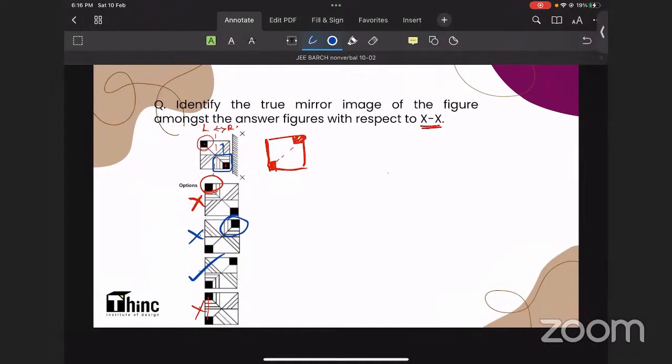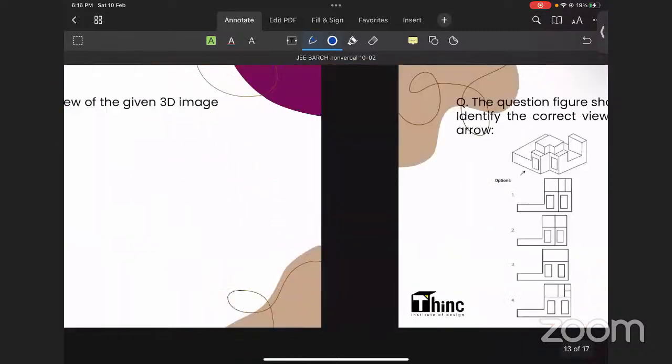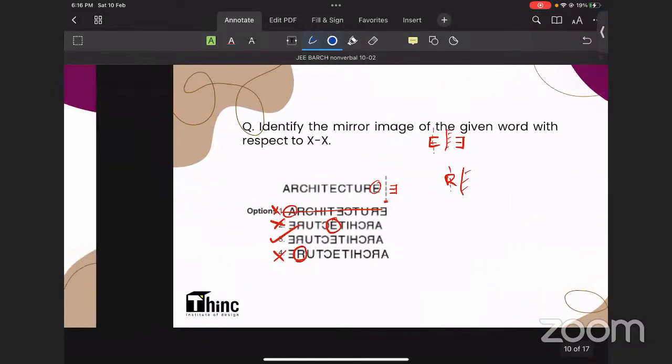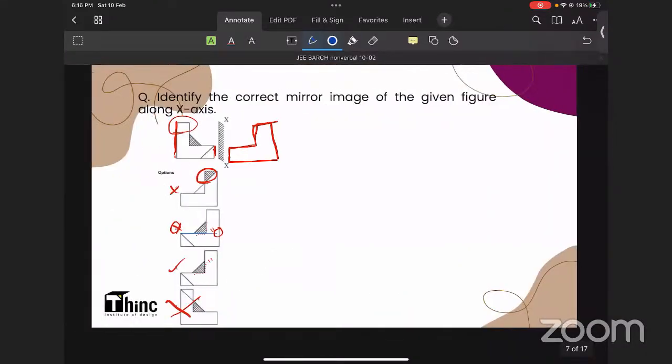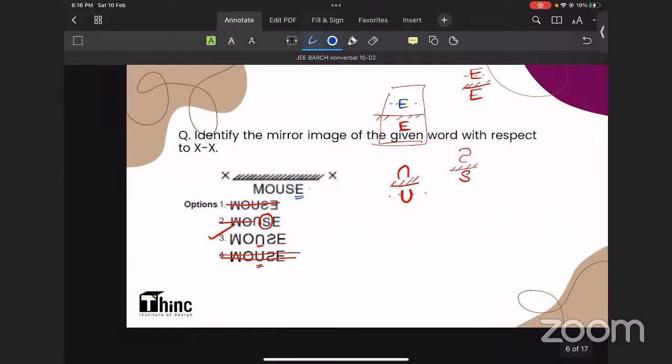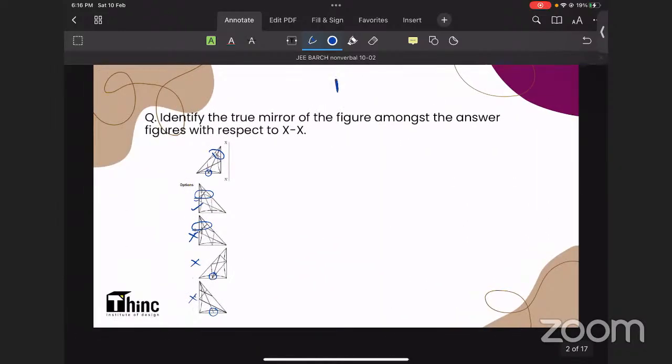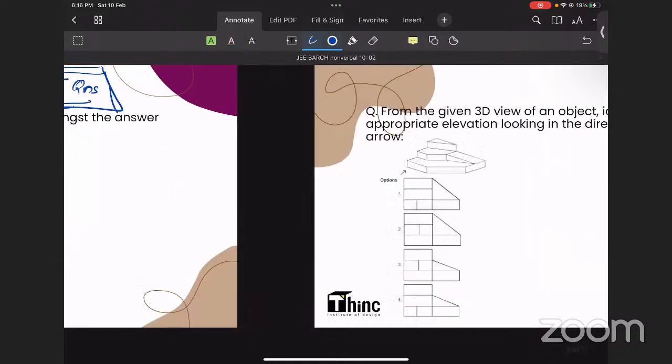Let me count how many questions. 1 here, 2 here, second one, 3, third, fourth, and fifth. Mirror image, single topic, 5 questions. Very much important. And very silly, simple topic it was. So that is about the mirror images.